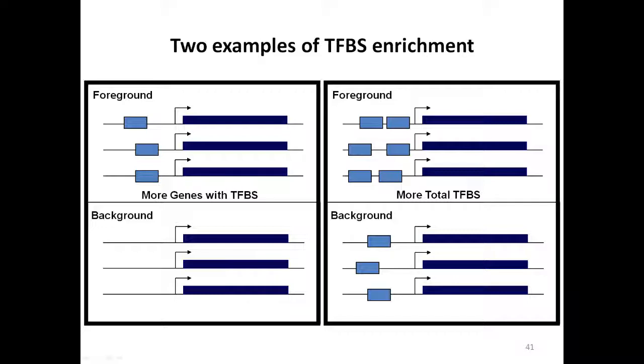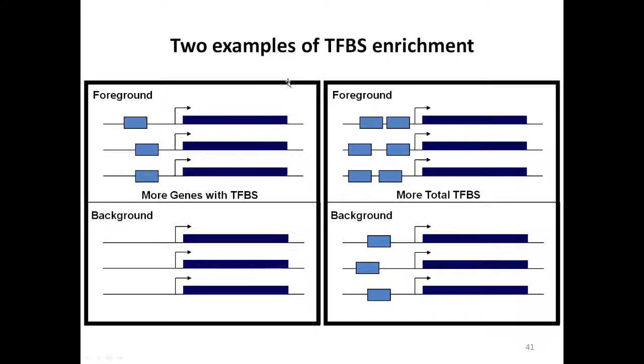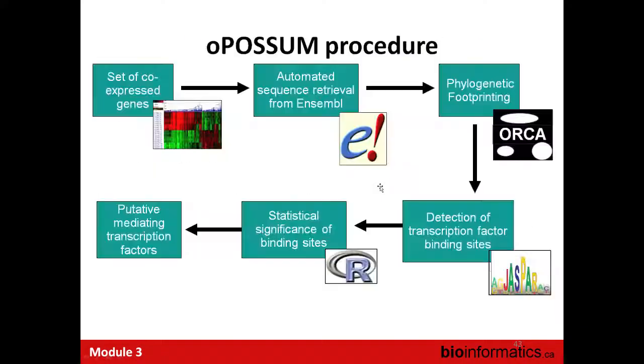Those are both good ways of looking at this problem, and there are a couple of different statistical techniques that you can use to identify them. One way is to use a binomial test, which will give you a z-score, and that will give you an answer based on the number of occurrences of the transcription factor binding site relative to the background, and you'll be able to use that to get a p-value. You can also use a method based on Fisher's exact test, and that will be based on the number of genes containing it instead of the number of occurrences within the gene. So again, this is the case where we have genes, this is the case where we have occurrences or instances being shared.